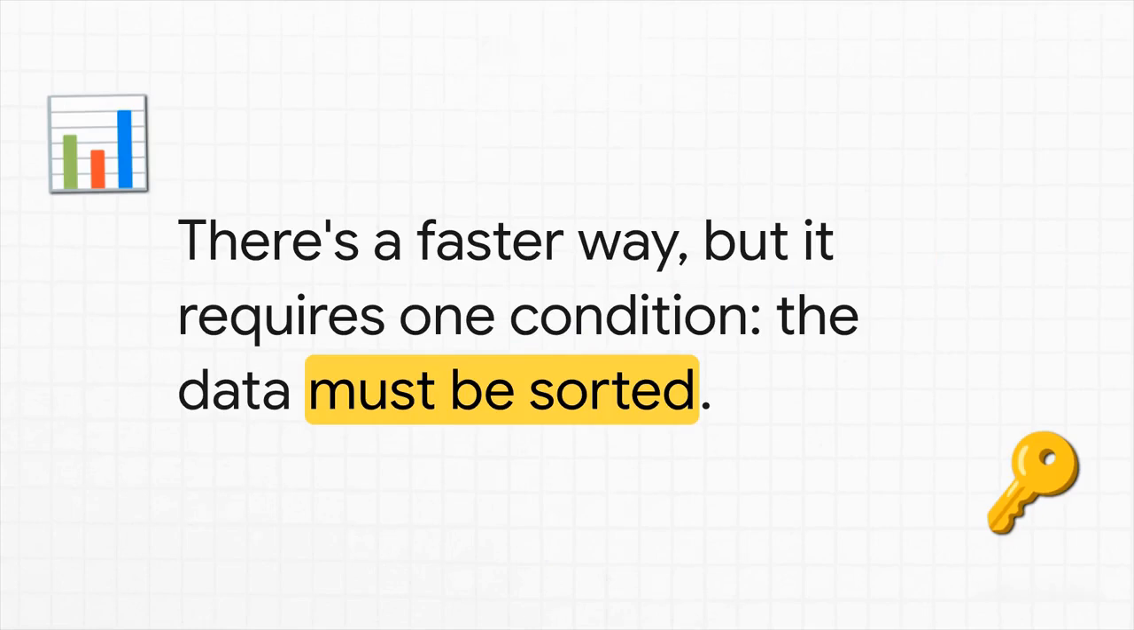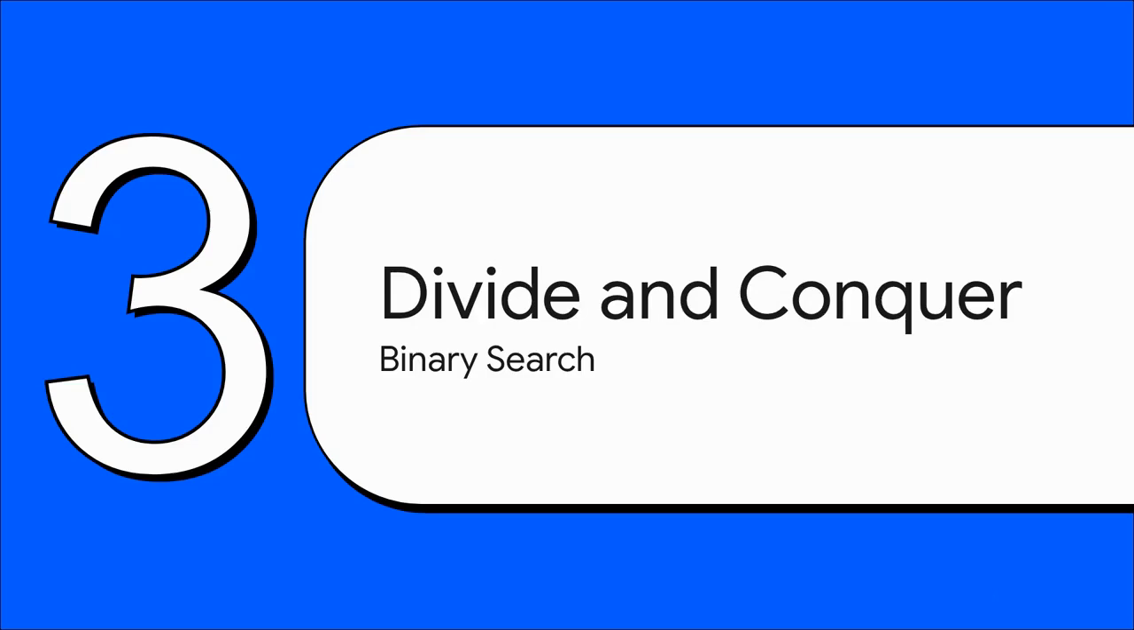And thankfully, there is a much faster way. But there's a catch. There's one special condition. To unlock this incredible speed, your data can't be that messy pile. It absolutely has to be sorted. And this leads us to our second algorithm, the brilliant divide-and-conquer strategy, officially known as binary search.